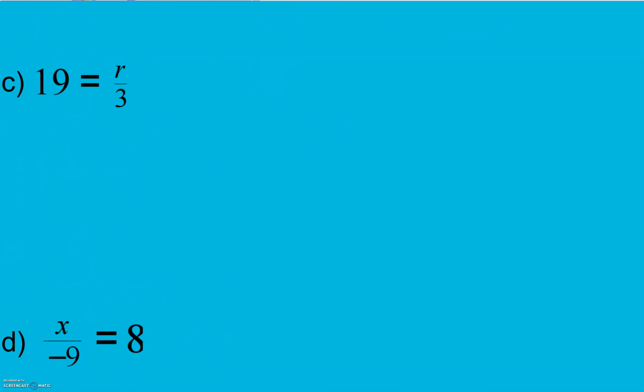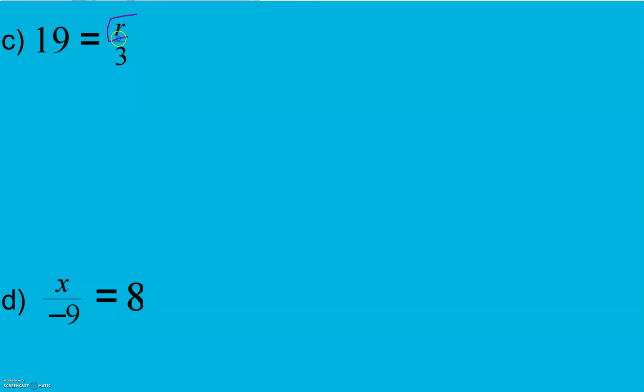In C, to get r by itself, we look, and right now we have division. To get rid of division, I'm going to multiply. 3 divided by 3 gives me just 1, and 1 times r gives me r. Whatever I do to one side, since I multiplied by 3, I have to do to both, and I get 57 equals r. If we plug it in and check, 57 divided by 3 does give us 19. We are correct.